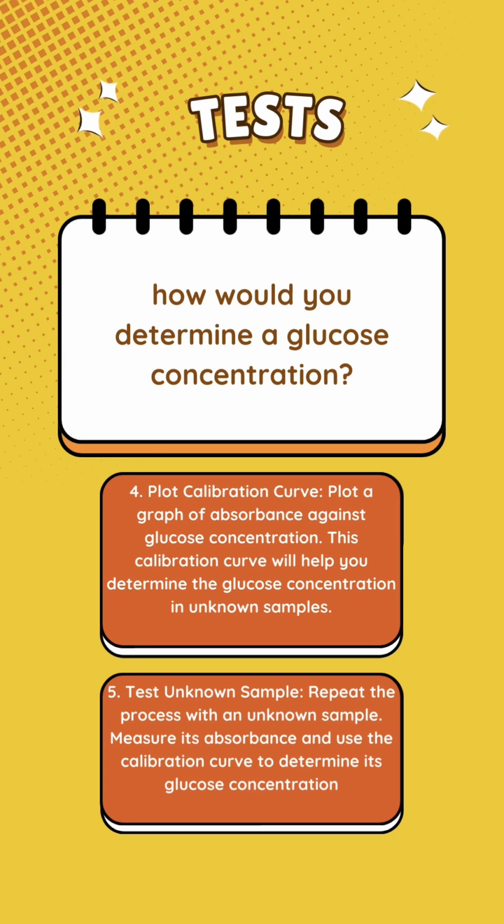To test your unknown sample, measure its absorbance, then draw a horizontal line from the value to the point where it hits the curve. Reading down will give your glucose concentration.